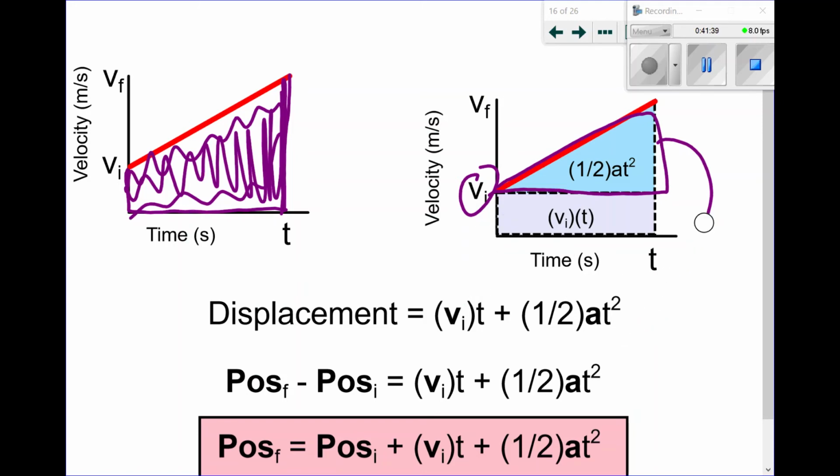A lot of times we're interested in not just the displacement, but rather the final position. And since displacement is the change in position, we can replace displacement with change in position and solve for position final. So position final equals position initial plus v_i t plus 1/2 a t squared. Please notice, again, I'm writing this opposite of what you would see in a math class. In a math class, your teacher would want to see, well, we'll put it in physics terms, position final equals 1/2 a t squared plus v_i t plus position initial.